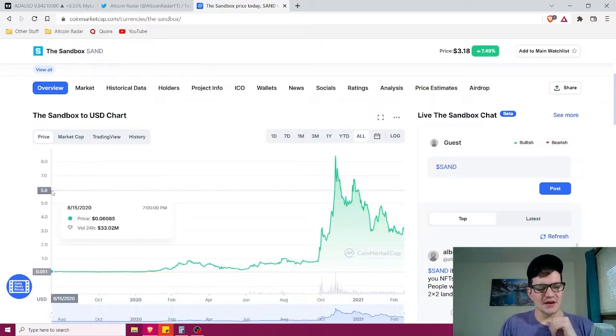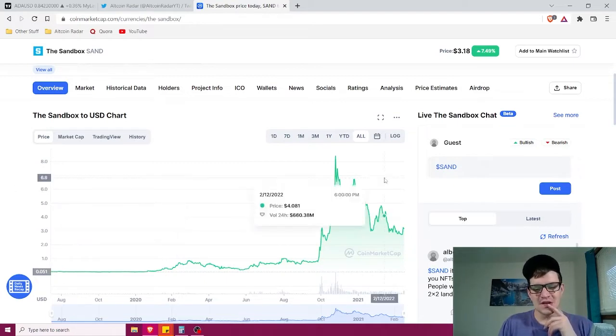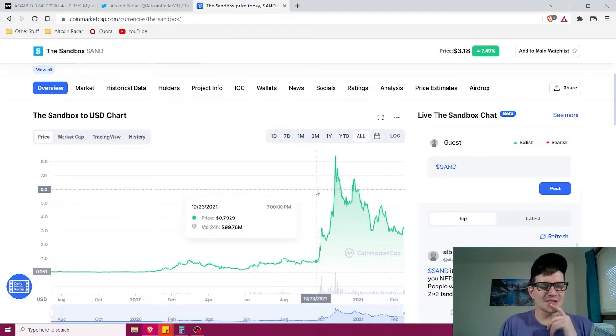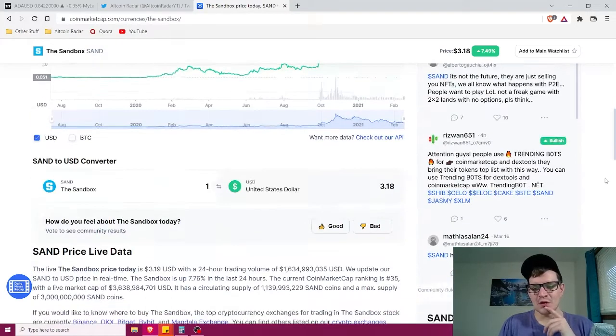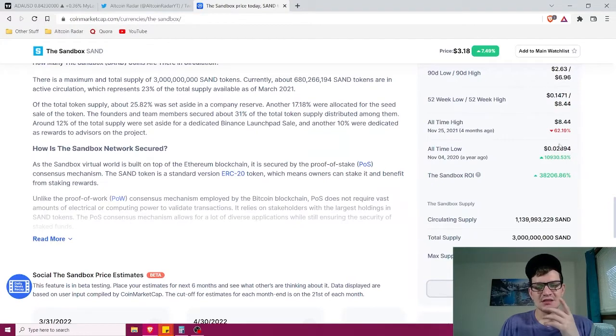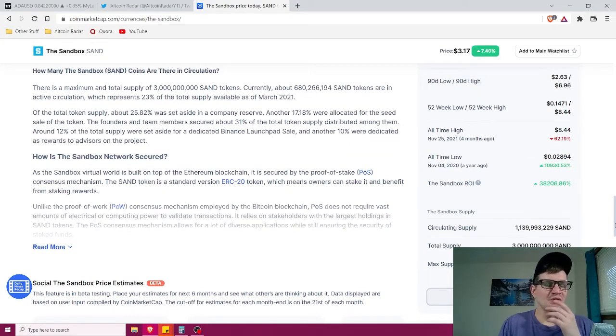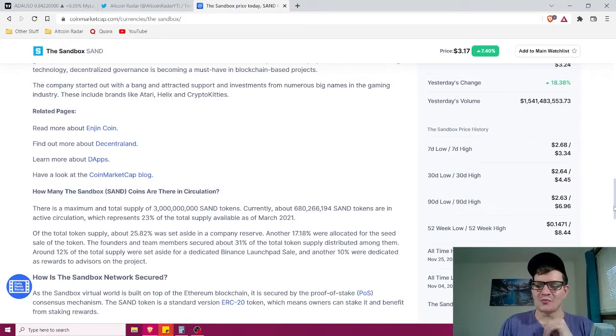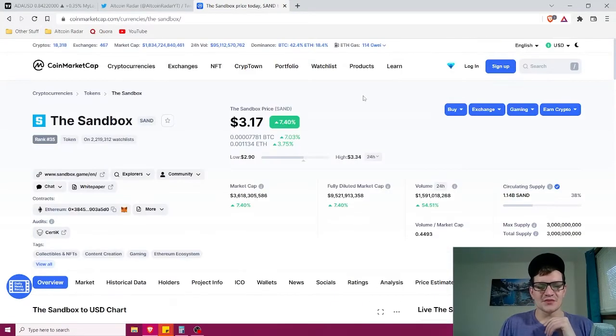Now, here's the thing, all right? The price data for this project goes all the way back to August of 2020. Clearly, it started to take off like crazy towards October of 2021. And we've got an all-time high for this project right now sitting at $8.44, which was back in November of 2021, which obviously it will go much higher. So $8.44 is its high.